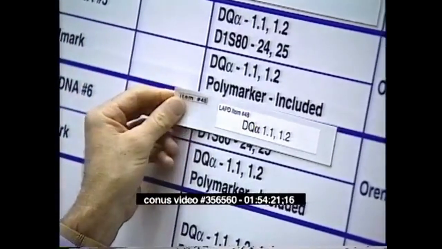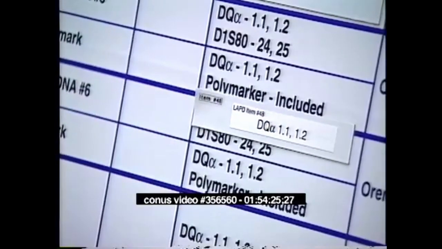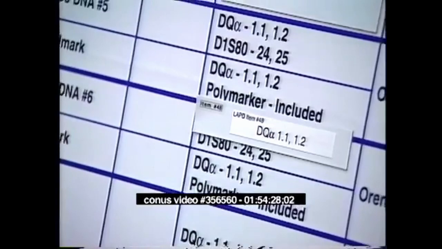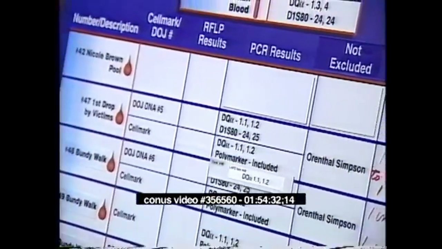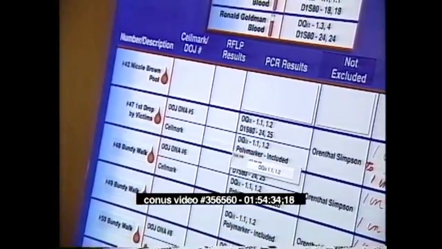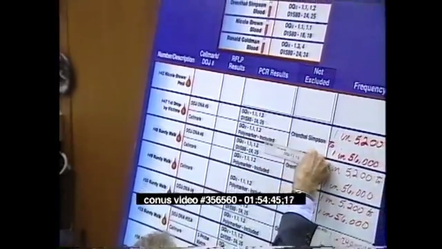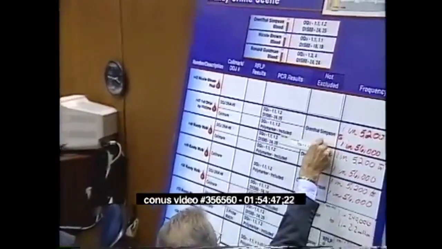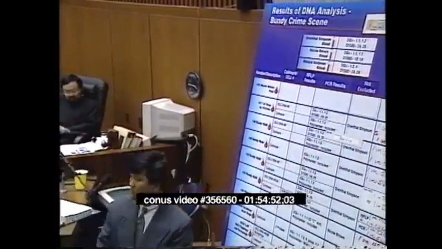Can I make a suggestion, Your Honor? If he moves the strip to the right, I think you can see everything. Well, it's his presentation. Okay, so, Mr. Yamauchi, if our board's correct, you... I'm putting it to the right of the DOJ DQ alpha 1.1, 1.2 results.